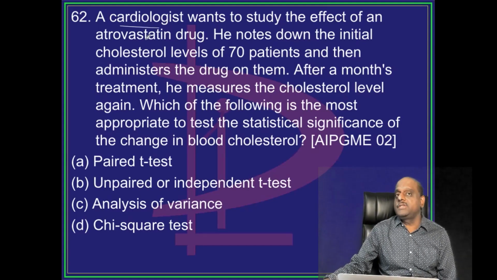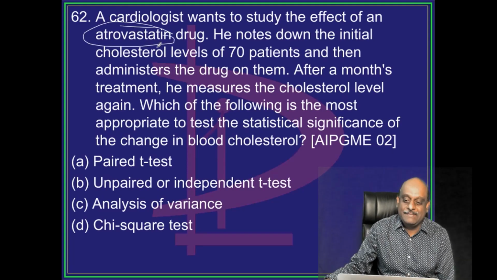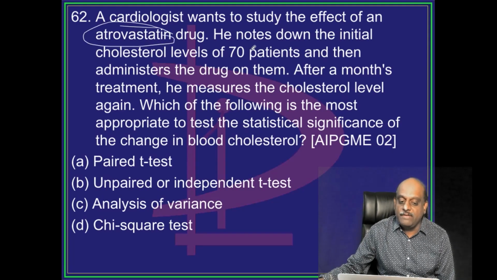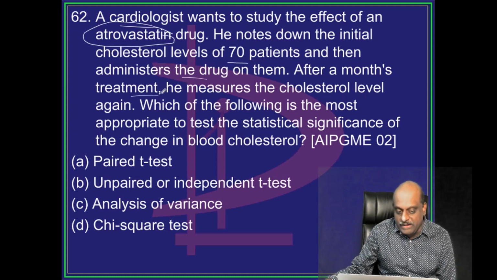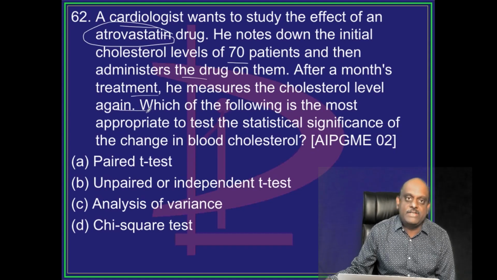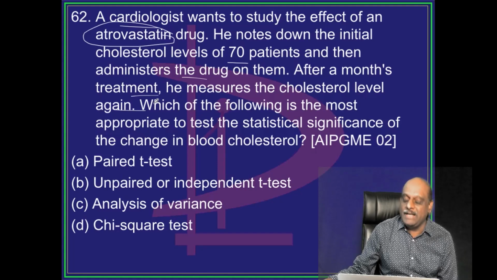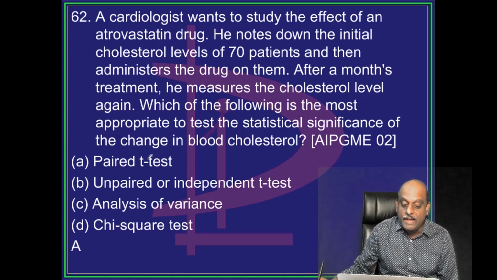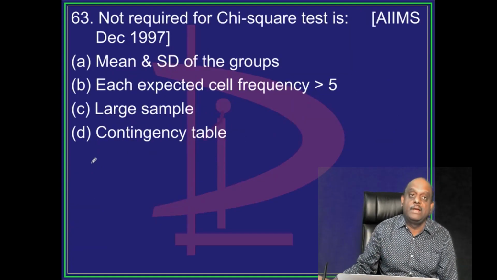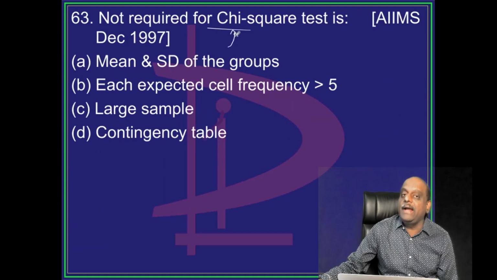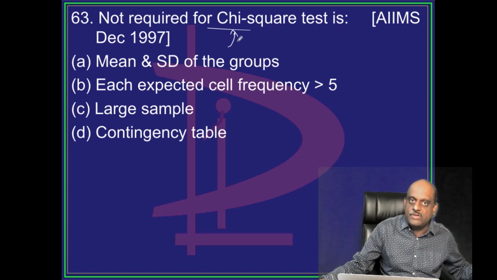A cardiologist wants to study the effect of atorvastatin. He notes the cholesterol level of 70 patients, gives the drug. After the drug, once more he will check. What is the kind of test you want to do? So many times we discussed. What is it called? Paired t-test. We use paired t-test. Now it is not required in a chi-square.